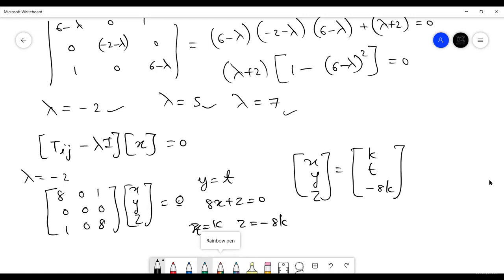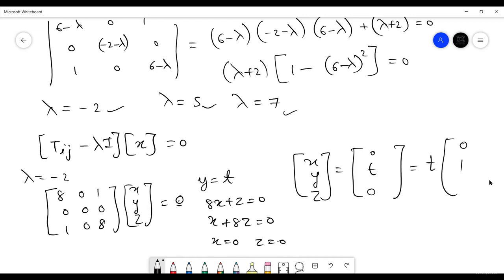No, we have simultaneous equations, isn't it? Sorry, I didn't see that. We have another equation, x plus 8z is equal to 0. By solving these two, you can find x and z. Then x becomes 0 and z becomes 0. So here actually not k, it's 0, here also 0, and here also 0. So if we take t out, you can write our eigen vector as 0, 1, 0, right?